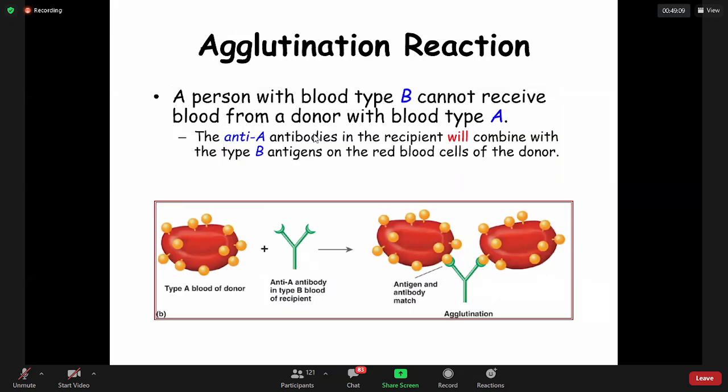A person with blood type B cannot receive blood from a donor with blood type A. The anti-A antibodies in the recipient will combine with the type A antigens in the red blood cells of the donor.